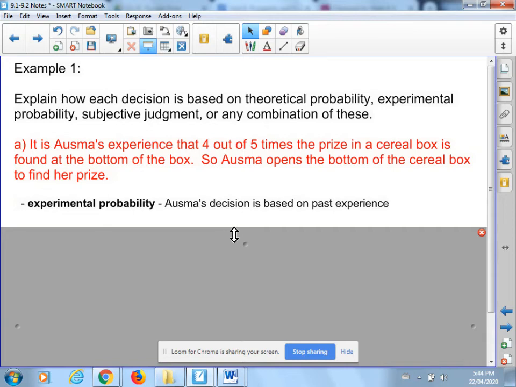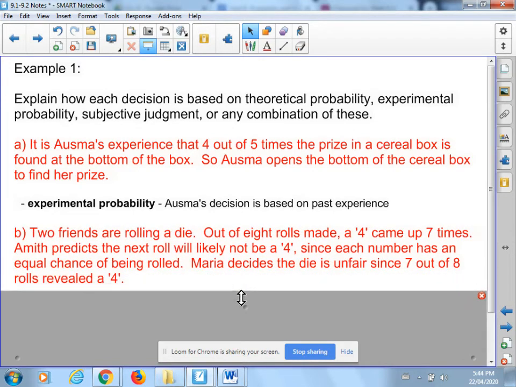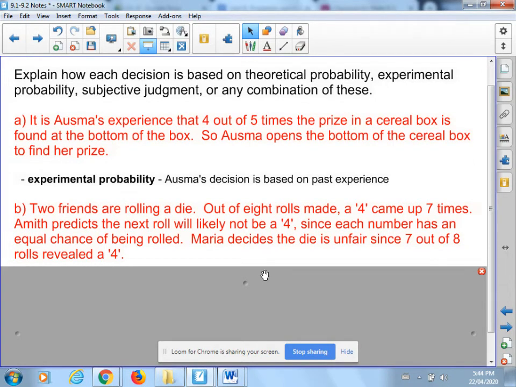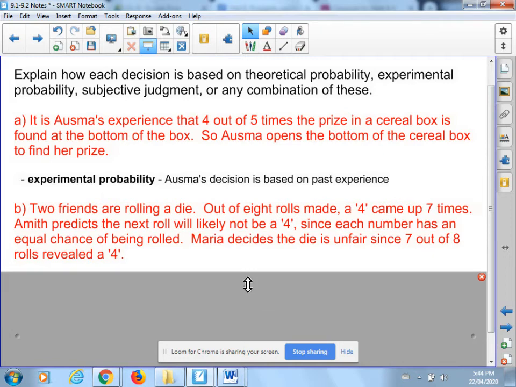Two friends are rolling a die. Out of 8 rolls made, a 4 came up 7 times. Amy predicts the next roll will likely not be a 4, since each number has an equal chance of being rolled. And Maria decides the die is unfair since 7 out of 8 rolls revealed a 4. So explain how each decision is based on theoretical, experimental, subjective, or a combination.